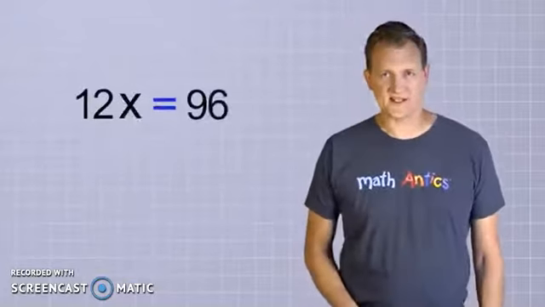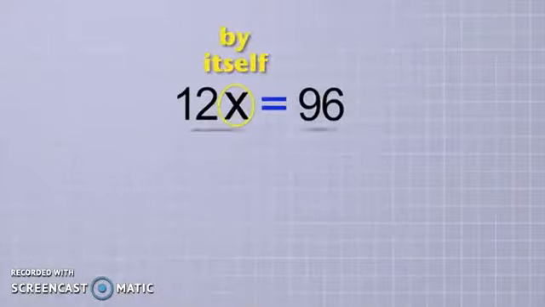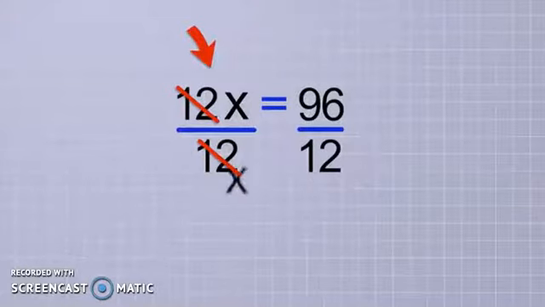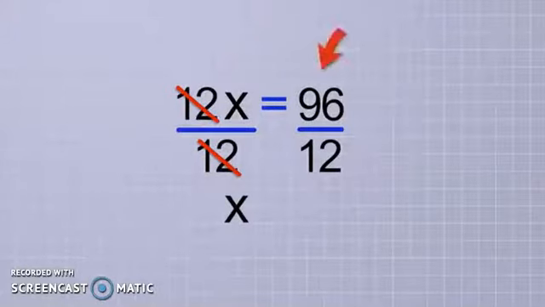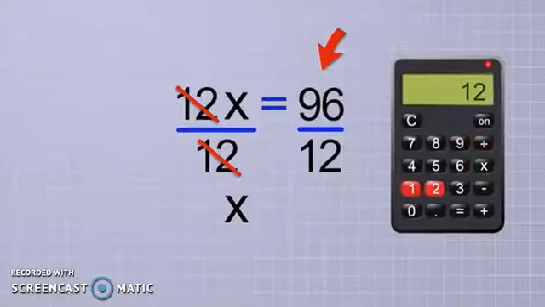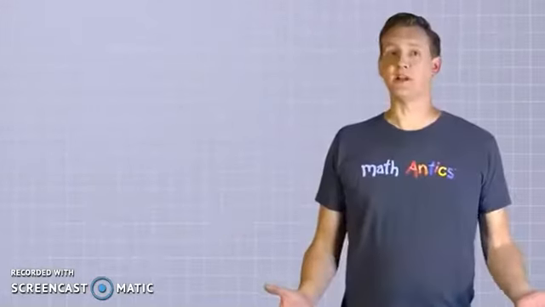Let's try another one just like that. 12x equals 96. In this problem, the unknown is being multiplied by 12. So to get the x all by itself, we're going to need to divide both sides of the equation by 12. On the first side, the 12 on top and 12 on bottom cancel out, leaving just x on that side. And on the other side, we need to divide 96 by 12. You might be able to do that by memory, but if not, you can use a calculator to divide. 96 divided by 12 is 8. So in this problem, x equals 8. That's pretty easy, isn't it?